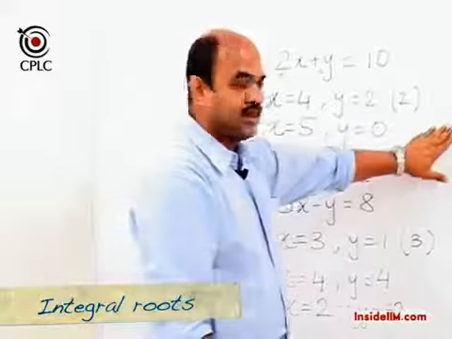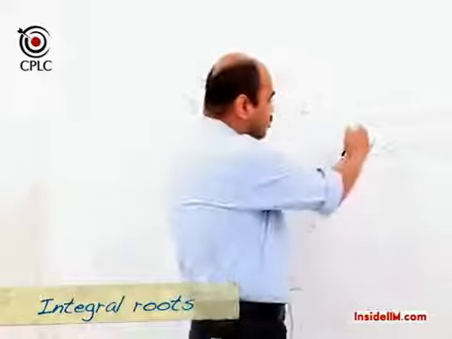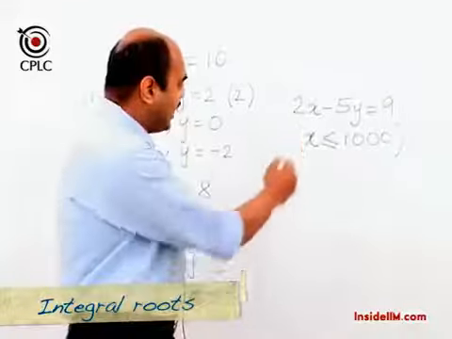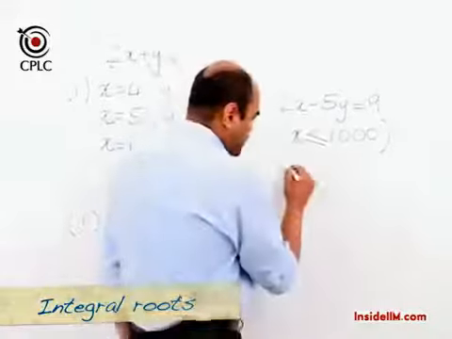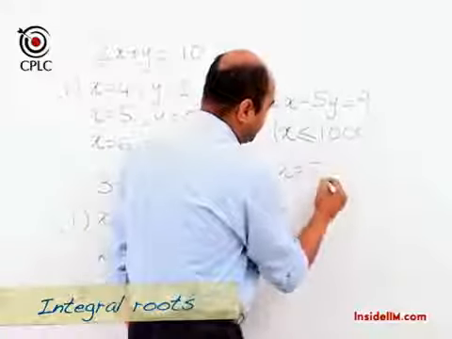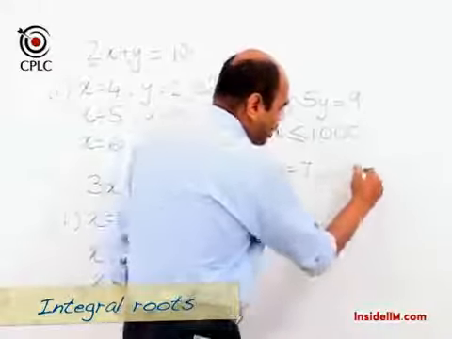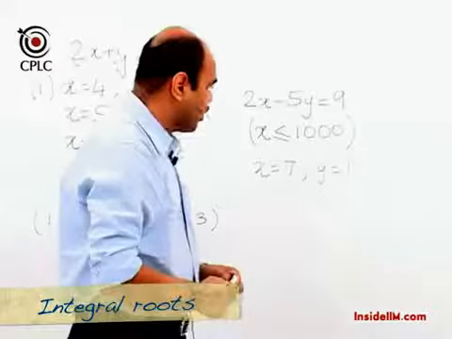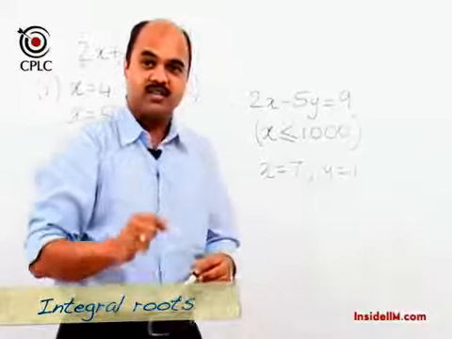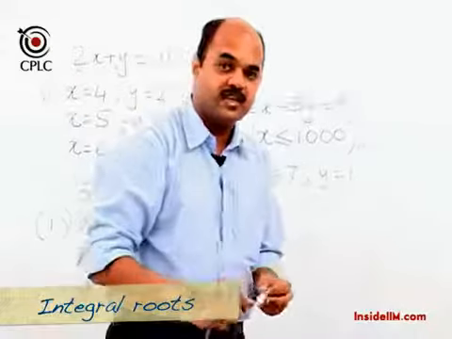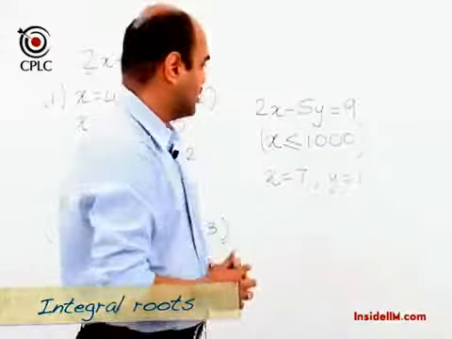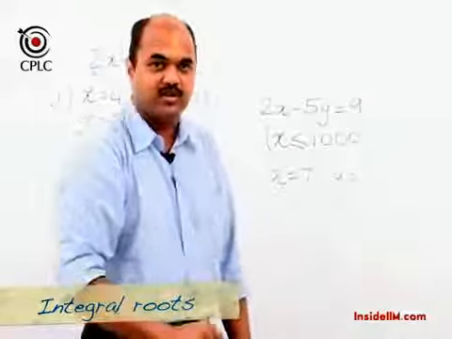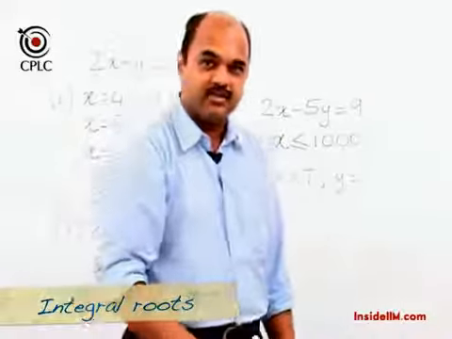Building on this, let's try and solve such an example. So we have an equation 2x minus 5y is equal to 9. If we try to write down a possible solution, x equal to 7 and y equal to 1 is a possible solution. Suppose the question talks about only positive integral solutions, which means x and y have to be positive integers. And it is also mentioned that x is less than or equal to 1000. The largest value that x can take is 1000.